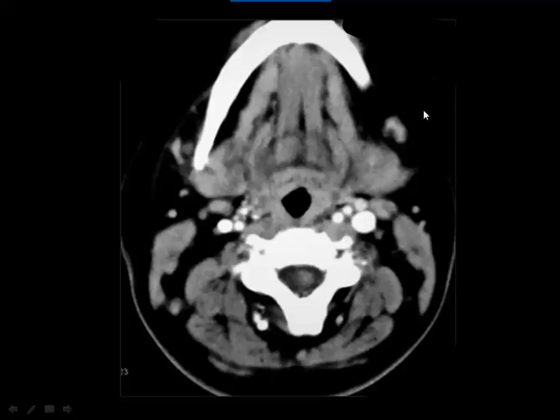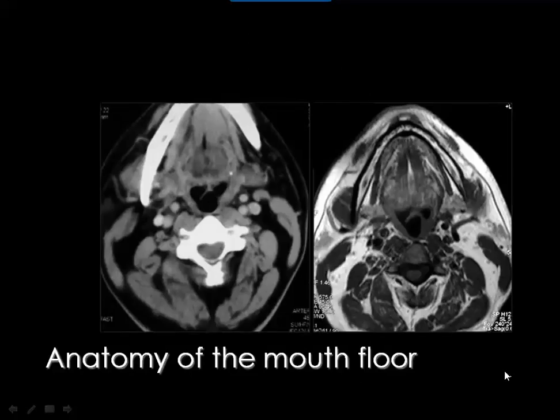Of course, you know that this is a lymph node which is pathologically enlarged, related to the left submandibular salivary gland. And here is the anatomy of the mouth floor. The GG, genioglossus muscle, on both sides. Then the MH, which is the mylohyoid muscle, and this is the oral cavity, where you can see the tip of the epiglottis. I hope you remember this.